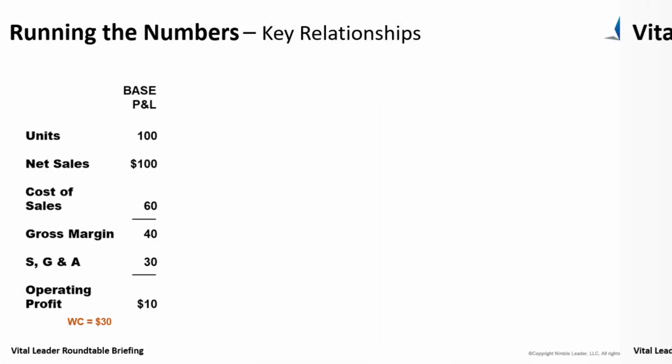In looking at the numbers, we want to keep it simple. Not everyone has the financial acumen of a CFO, and in this case, we'll start out with a simple P&L. I sell 100 units at $1 a piece, generating $100 in net sales. If my cost of sales is $60, I'm left with gross margin of $40. If I back out SG&A, selling, general, and administrative expenses of $30, I have $10 in operating profit. 10% operating profit is a percentage of sales.